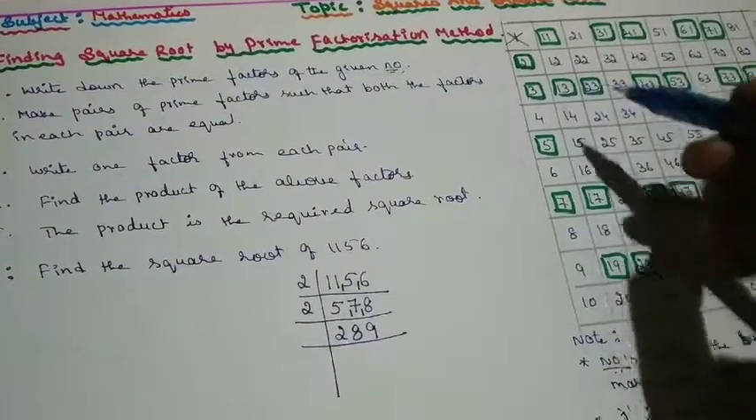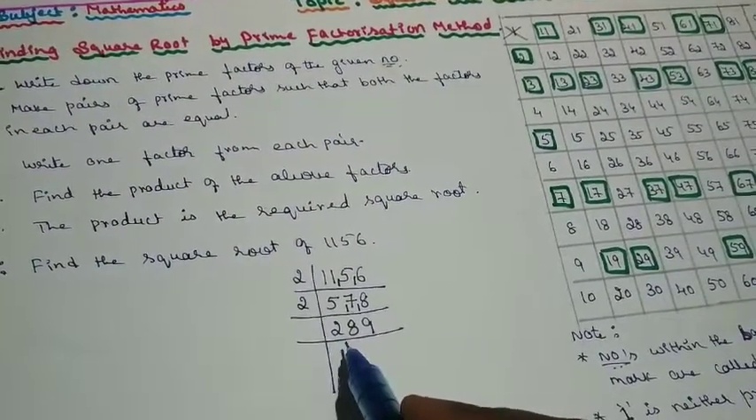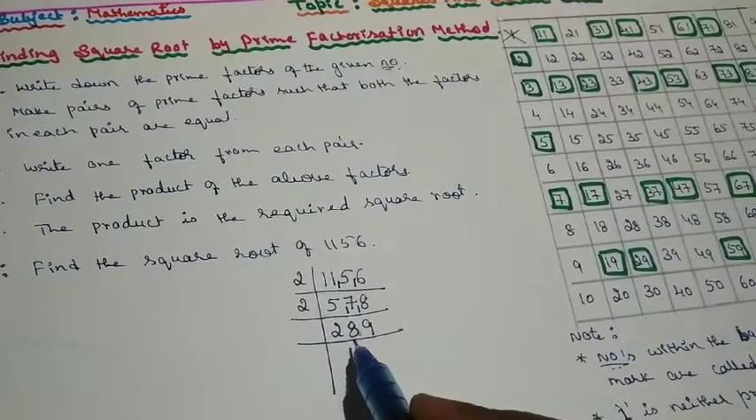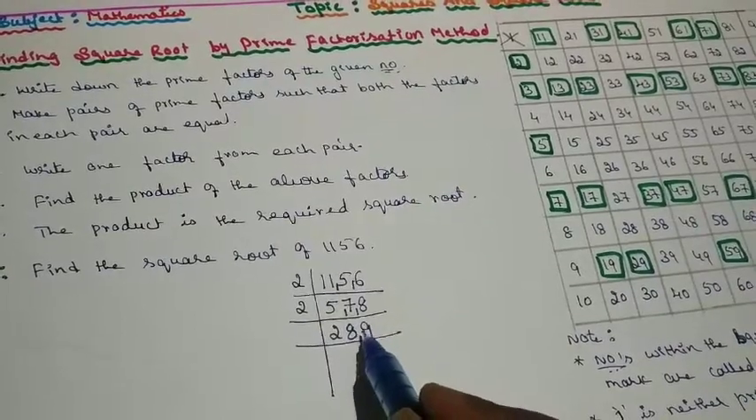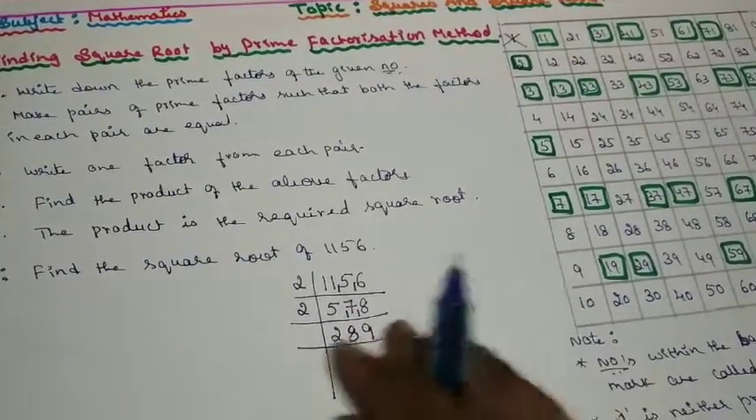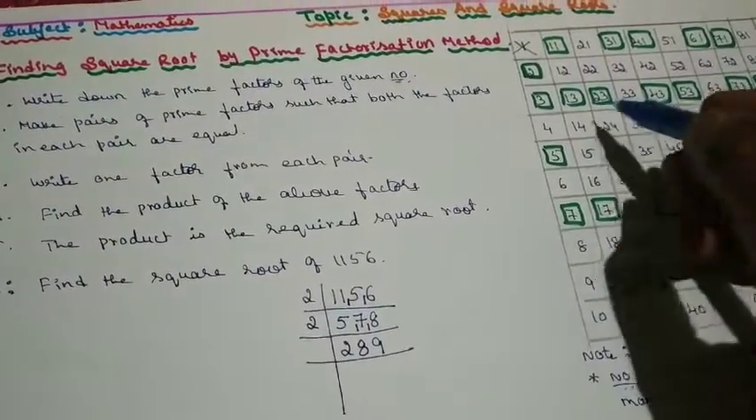Next prime number is 13. 13 ones are 13. 13 twos are 26. So here we have 28. 26 means 2 is remaining. 29 doesn't come in the 13 table. Therefore it is not divisible by 13.